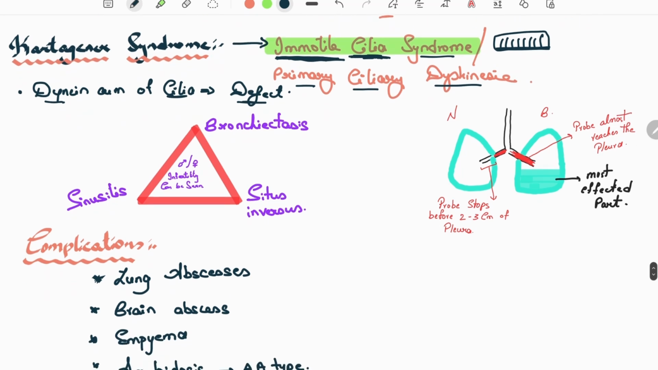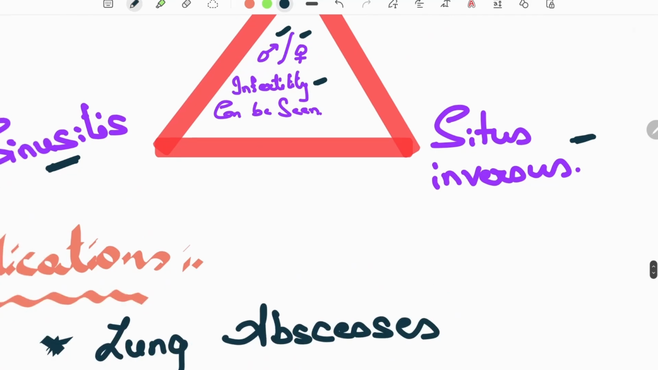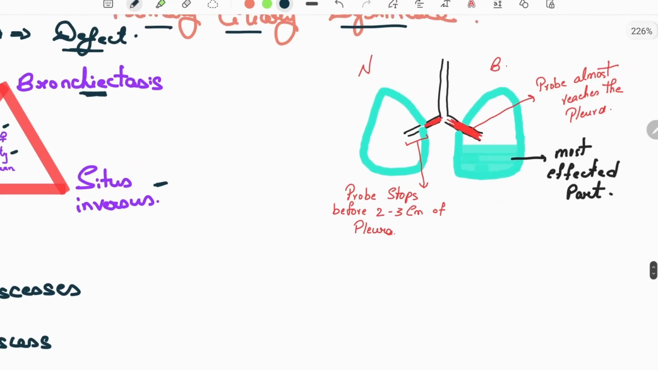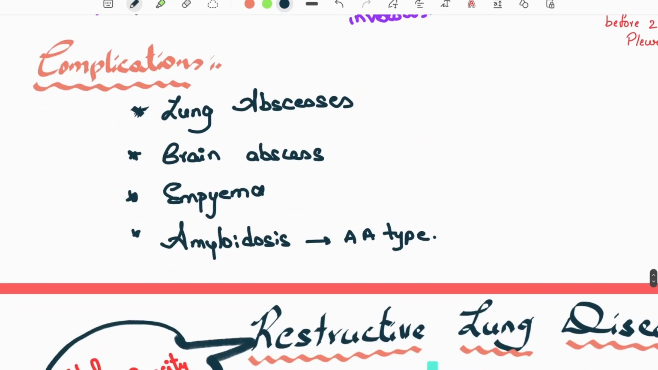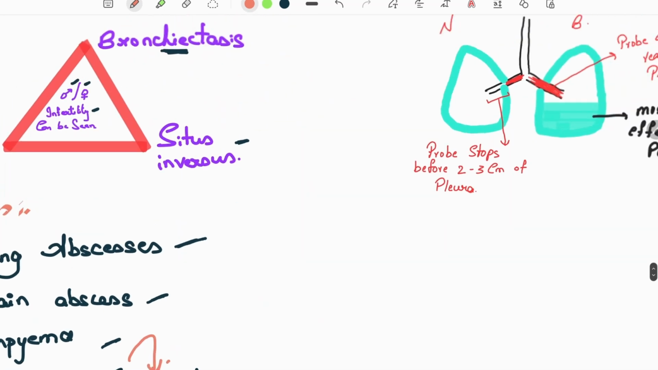Okay, this Cartagena syndrome also has a triad consisting of bronchiectasis, sinusitis and situs inversus. These three comprise the triad in Cartagena syndrome. In the affected male or female, we can see infertility. Now let's see the complications. The person may get lung abscess, brain abscess, emphysema or amyloidosis, and the amyloid that we see is AA type. These are the complications of bronchiectasis.